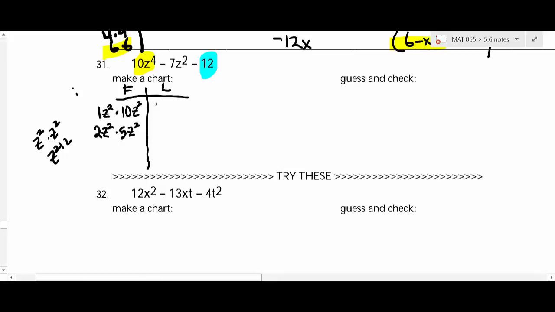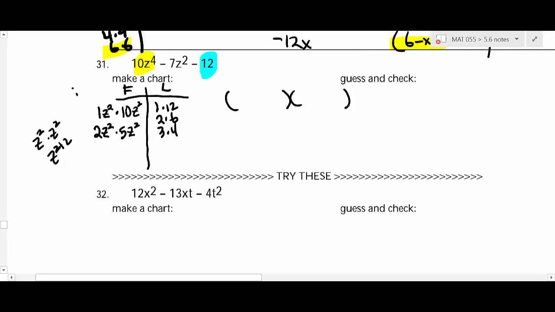One of them's 1 and 12, one of them's 2 and 6, the other one is 3 times 4. So it's a good idea when you do trial and error to just write down the possibilities. That's the way I'm going to focus on doing most of these problems. Then we're going to draw two parentheses, and then we're just going to trial and error it.